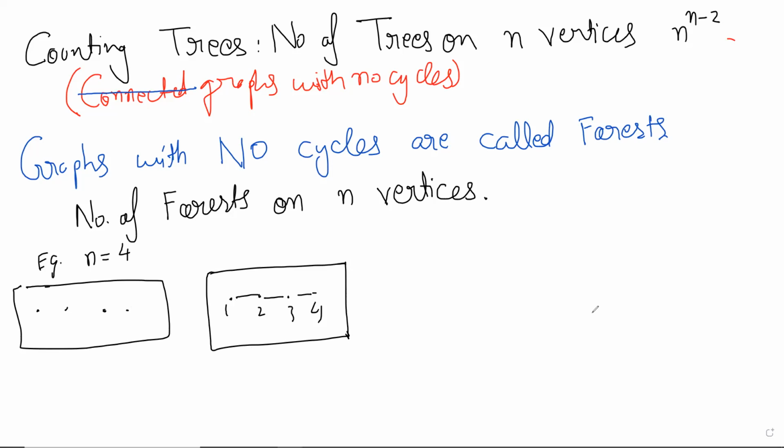So today we first want to start with counting the number of graphs with no cycles. We have already counted the number of connected graphs with no cycles, the special graphs, the trees. But now we are interested in graphs with no cycles. They may not be connected.